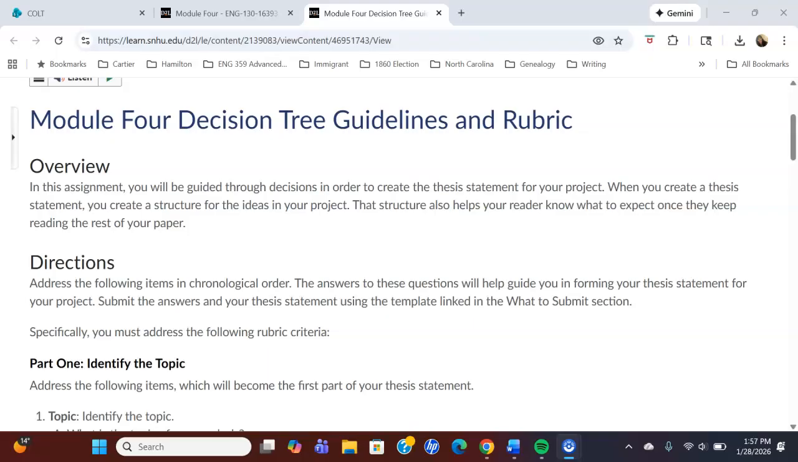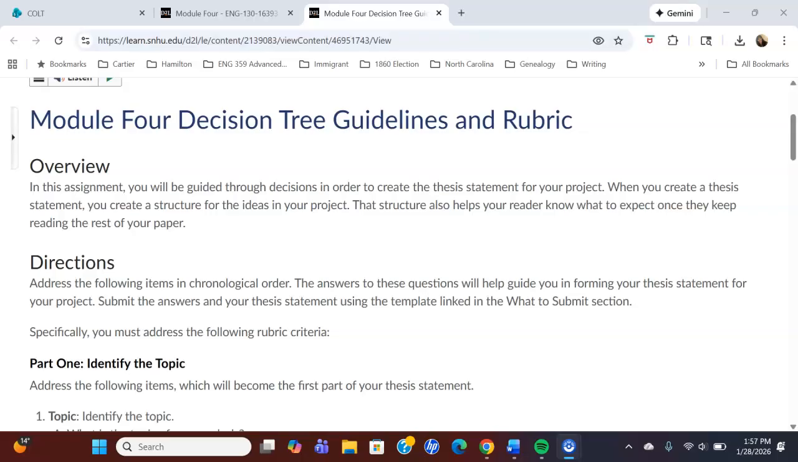I wanted to take a couple of minutes here to go over our Module 4 assignments. There are two assignments this week. The first one is the 4-1 decision tree, and this is where you will create your thesis statement. And our second assignment is the 4-2 preliminary introduction. And this is where you will craft an introduction for your paper, incorporating the thesis statement that you wrote for our first assignment.